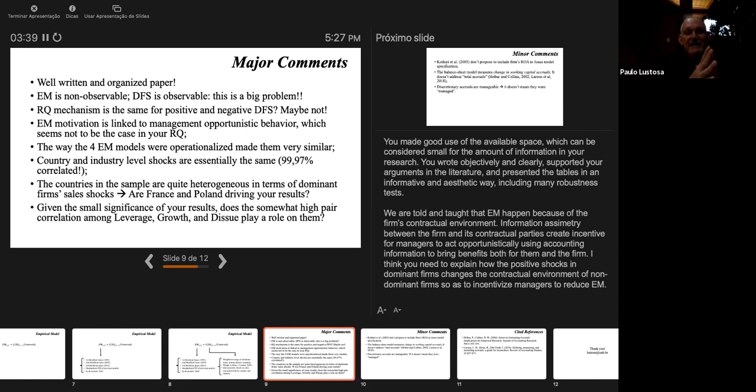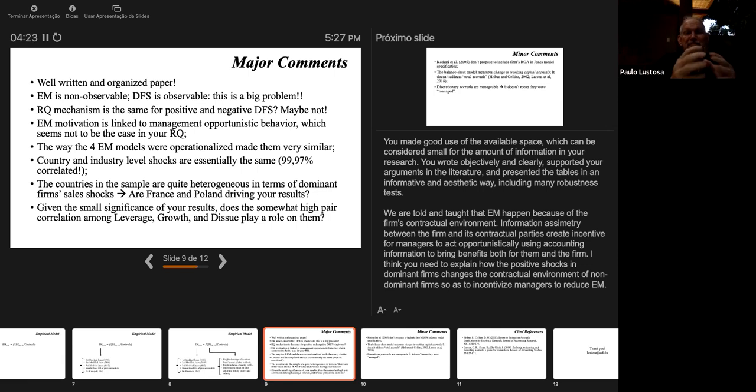So first of all, I think it's a very well organized paper, made good use of the available space, which can be considered small for the amount of information in your research. You wrote objectively, and this is very good. You wrote clearly also, and you support your arguments in the literature and presented the tables in an informative and static, I would say, static way, including many robustness tests. So congratulations for the writing of your paper. You did a very good job on this.